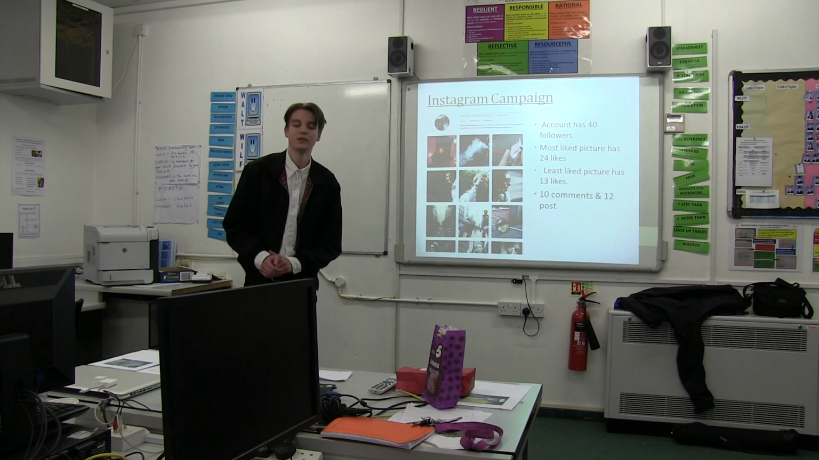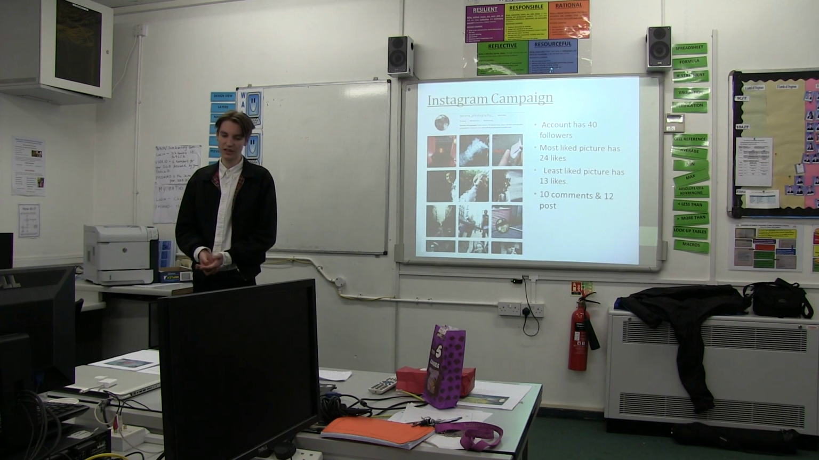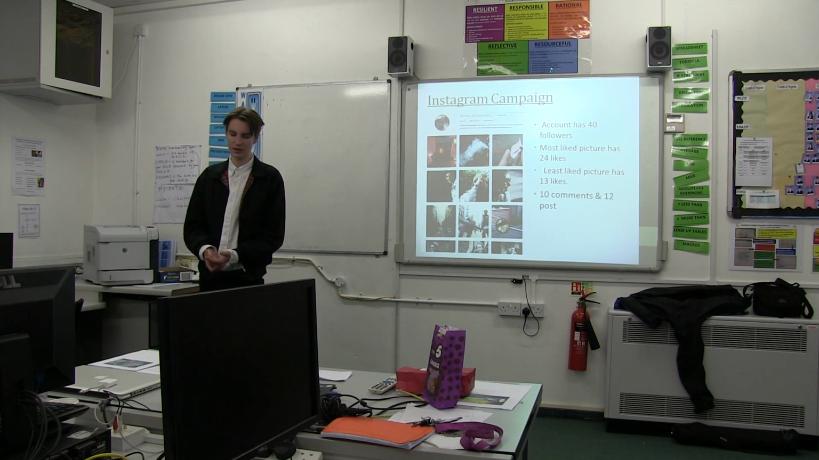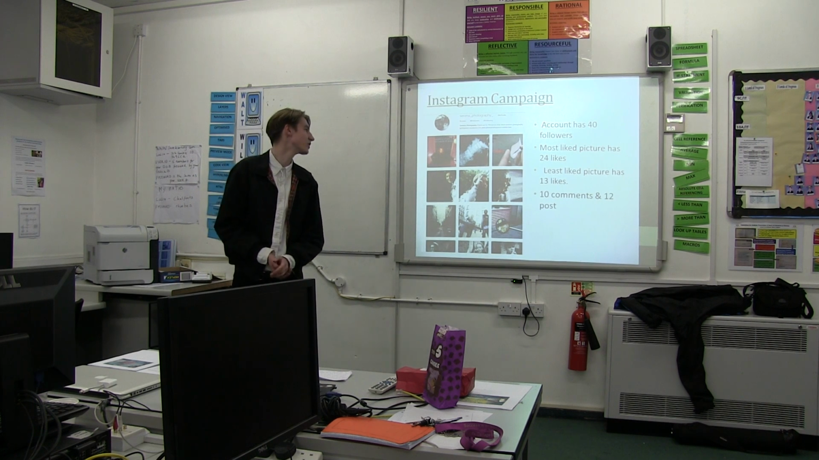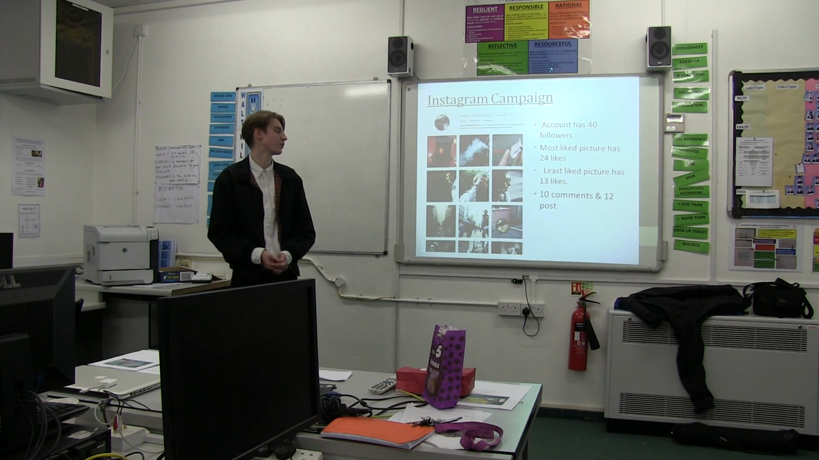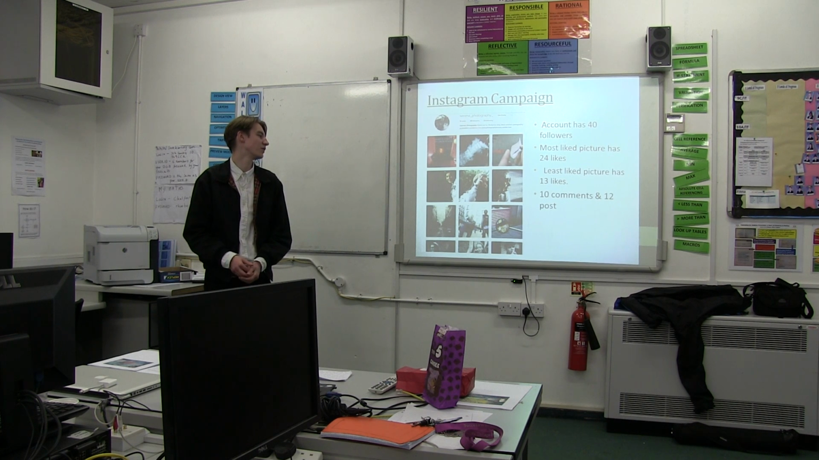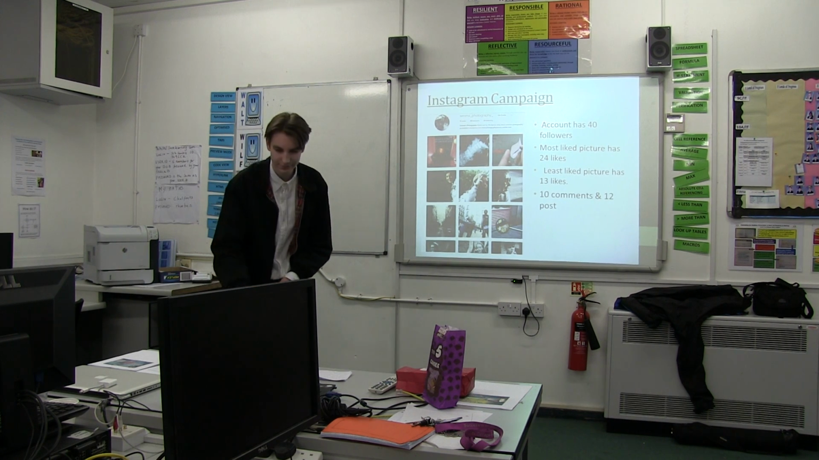The Instagram campaign. The targets for the Instagram campaign were to get 30 to 50 followers, to get 10 or more likes on each post, and to receive 3 positive comments on each post. So the account has 40 followers at the moment. The most liked picture has 24 and the least liked picture has 13, so both are within the targets. And for the comments, I have 10 comments out of 12 posts.